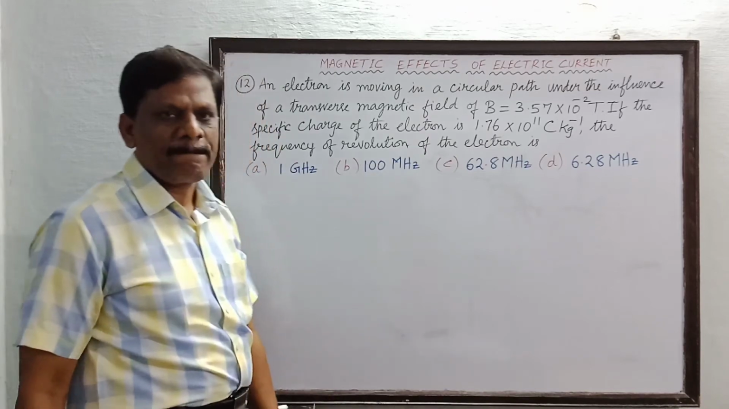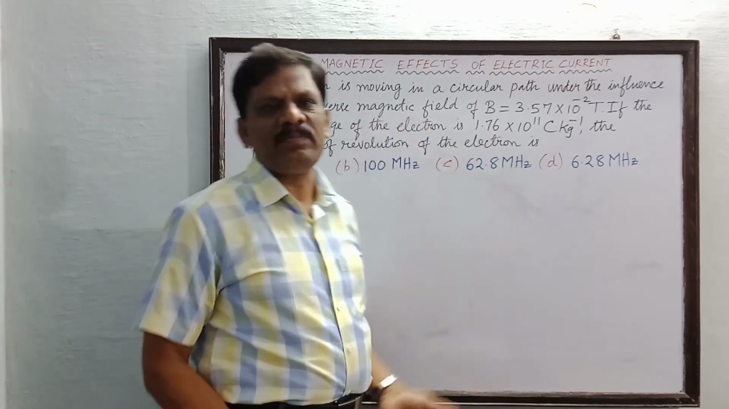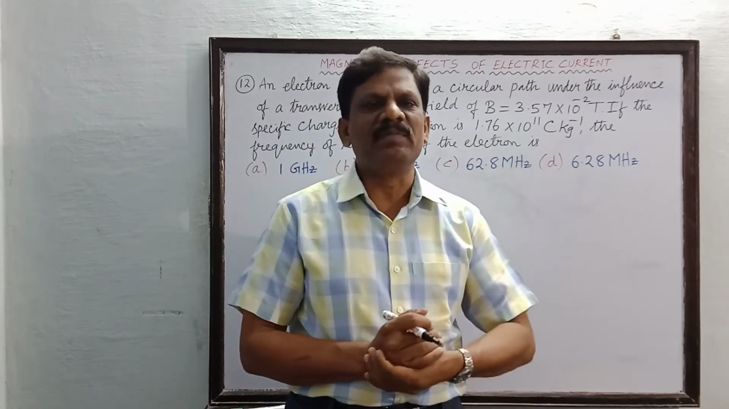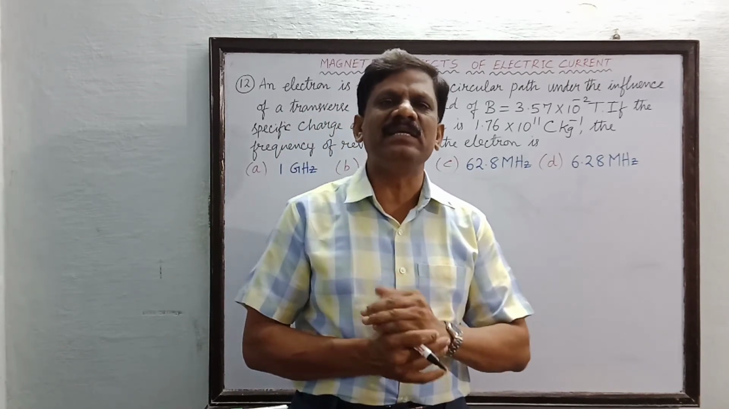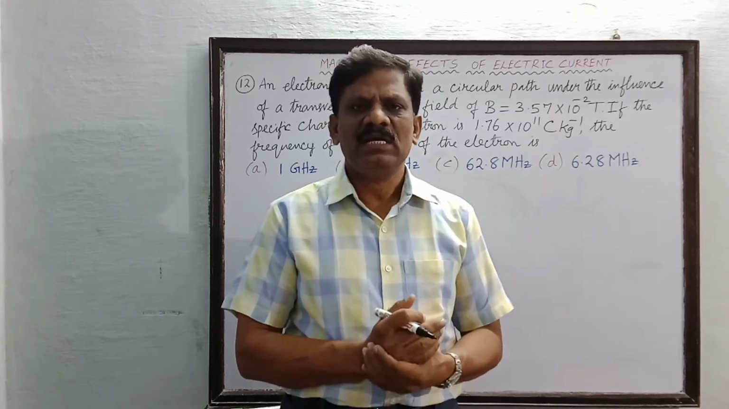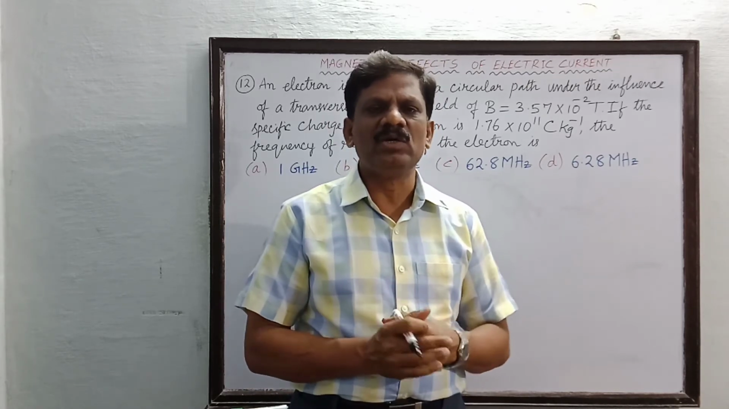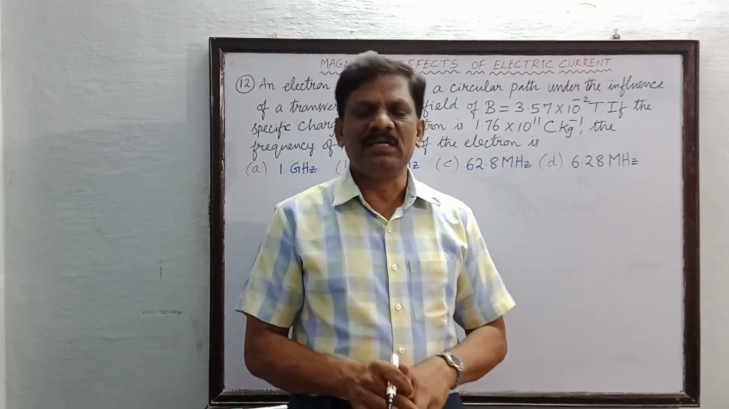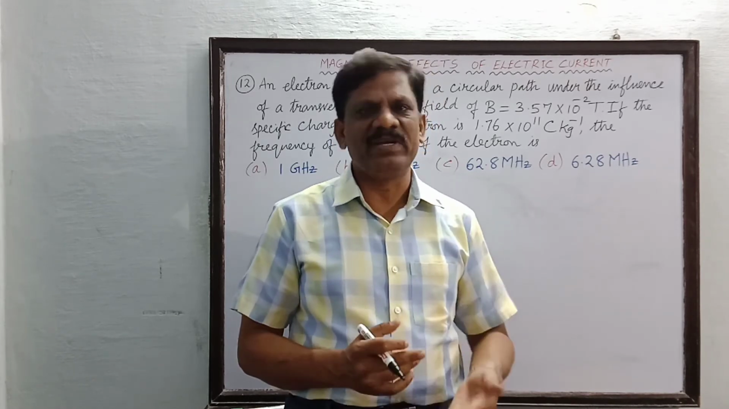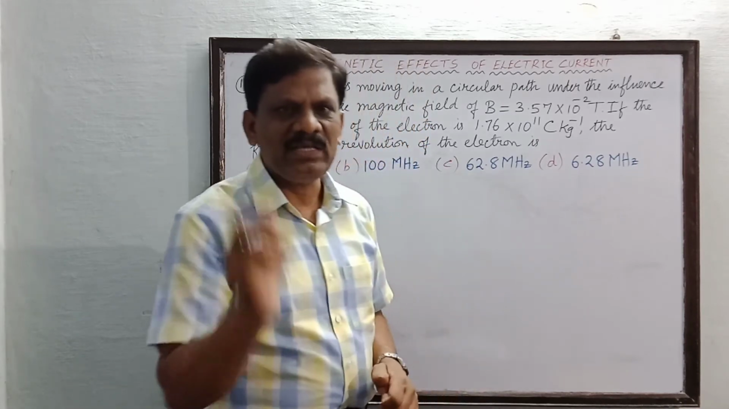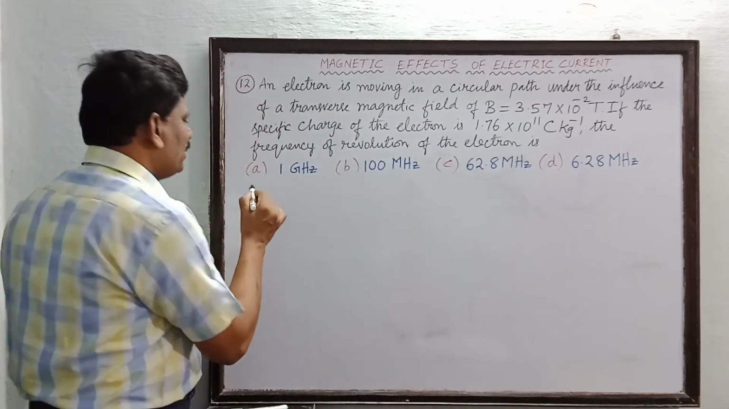Now in all such problems, wherever charged particles are moving inside a transverse magnetic field, the Lorentz force is equal to the centripetal force. Direct equation you can substitute, that is the period is equal to 2 pi m by qB, and the reciprocal of the period is the frequency. Understand? qB by 2 pi m directly. But still I will give you how to derive the equation once again.